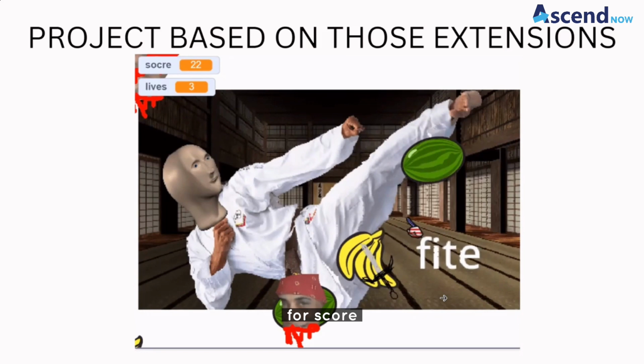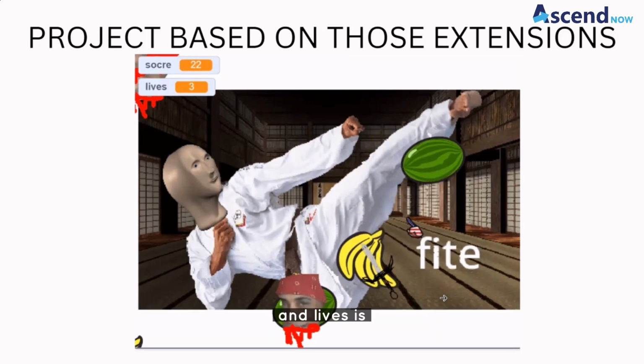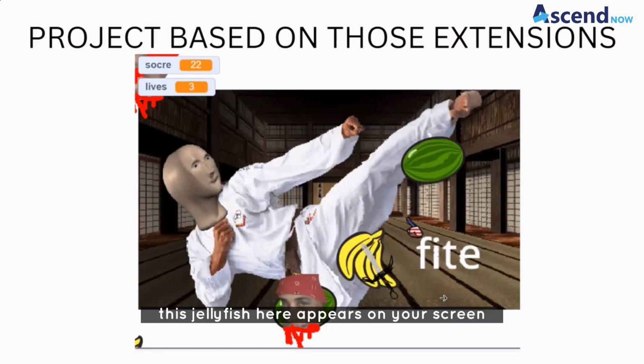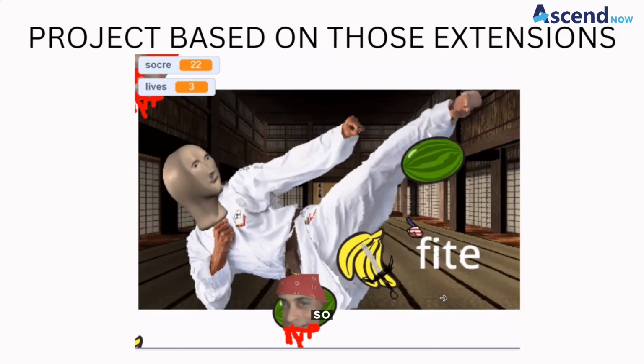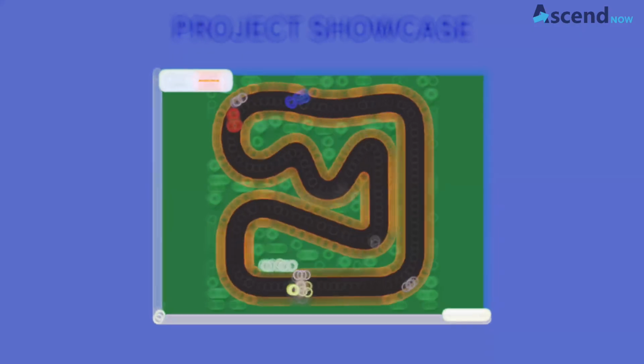So for score, every time you cut a fruit, you earn a score, right? And lives is something I need to talk about. Like for example, this jellyfish here appears on your screen. When you cut the jellyfish, it takes away your life. You only have 3 lives, so if you cut 3 jellyfish, that means game over.